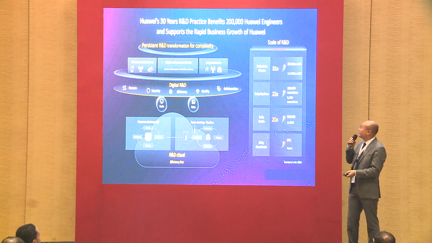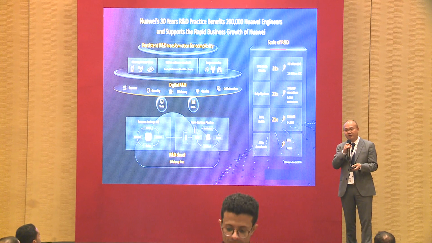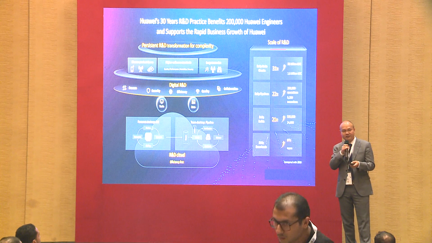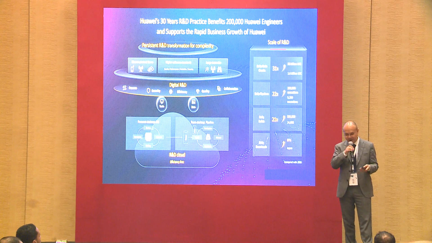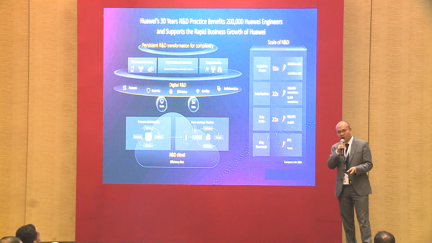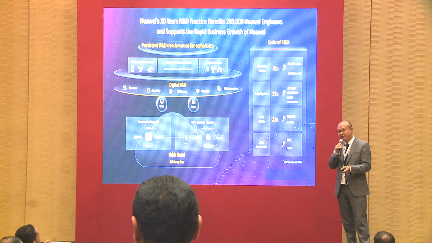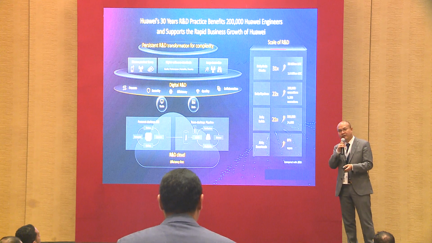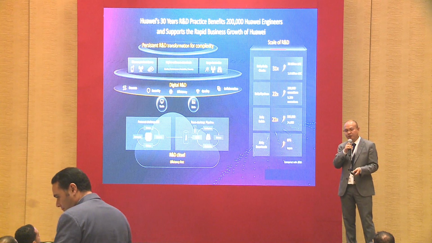And in this page, it talks about HUAWEI. Based on these 3 trends, how has HUAWEI done in the past? In the past 30 years, HUAWEI has kept transforming around R&D. HUAWEI R&D is actually the most complicated in the world because of 3 reasons.